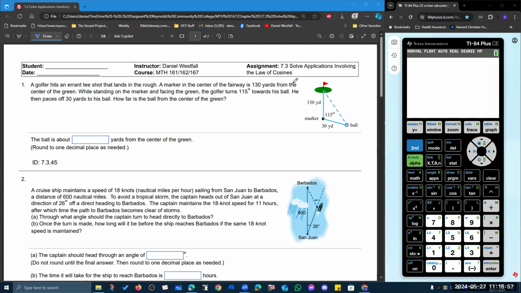The golfer hits an errant tee shot that lands in the rough. A marker here in the center of the fairway is 130 yards from the center of the green. While standing at the marker and facing the green, the golfer turns 115 degrees towards the ball. He then paces 30 yards to his ball. How far is the ball from the center of the green? So we want this distance here.